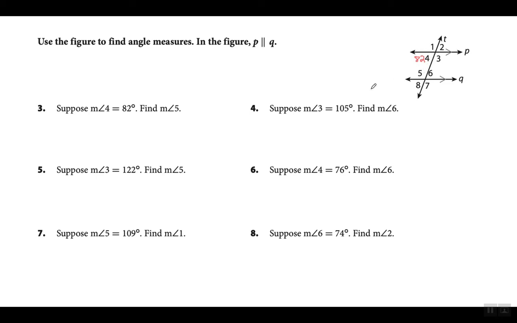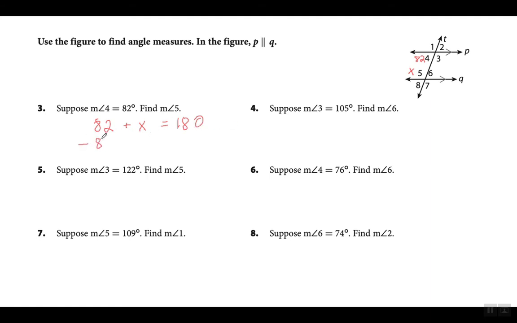They're asking me what angle 5 is. You don't have to write it this way, but I'm going to write it this way. We know angle 4 is 82 degrees. We don't know what angle 5 is, but we do know that they're supplementary. Again, it's not necessary to write all this out. I'm just writing it out so that you see the process.